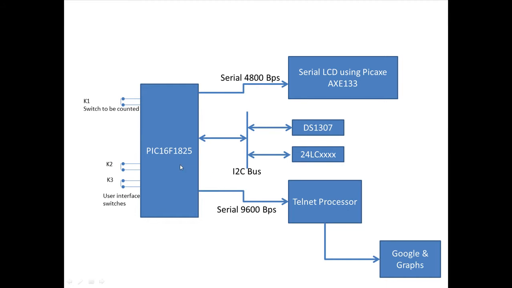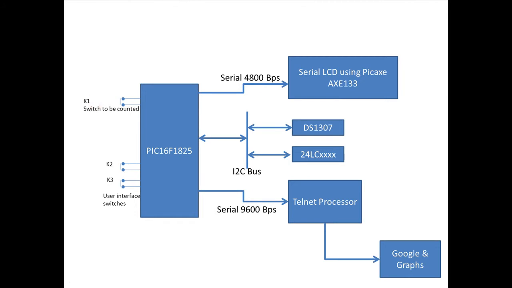We've got a microchip microprocessor. It's an 1825. It could be anything. It's got a sizable piece of memory. In actual fact, what I've actually got attached to it is also an LCD display, a real-time clock, a piece of EEPROM. And I've actually got a Telnet processor and how that connects into Google Graphs and Google Graphing.